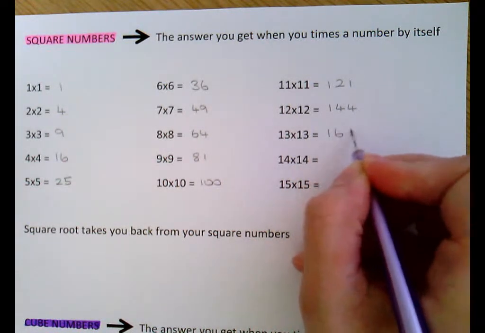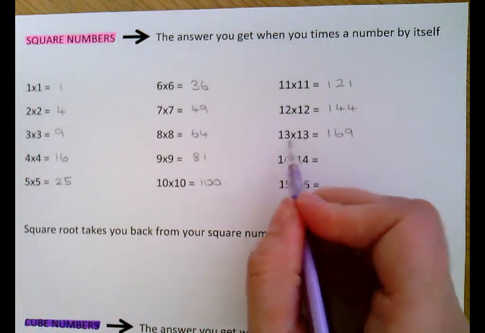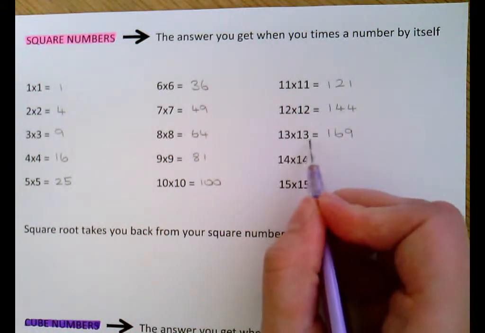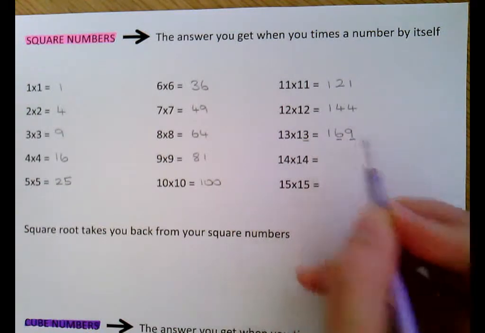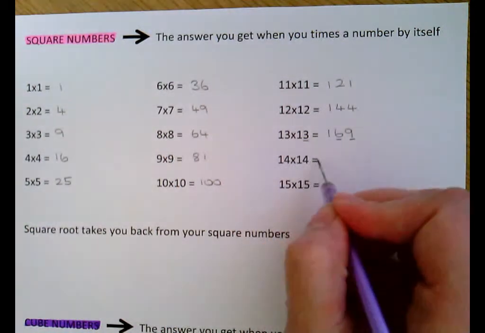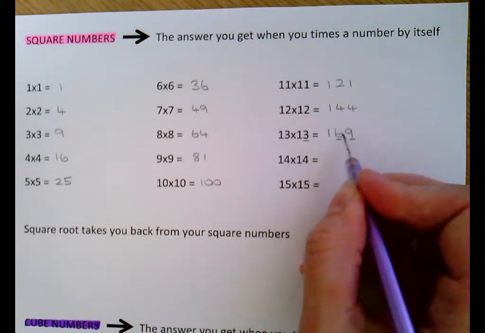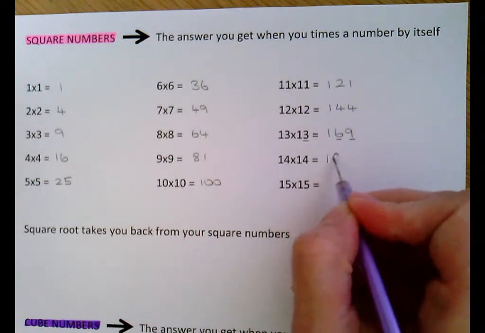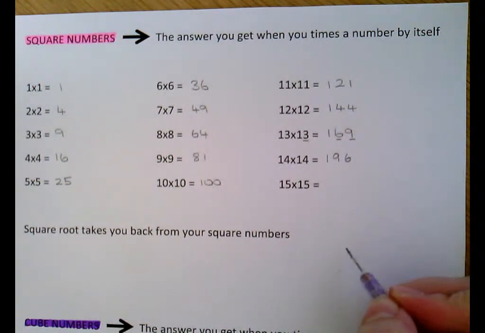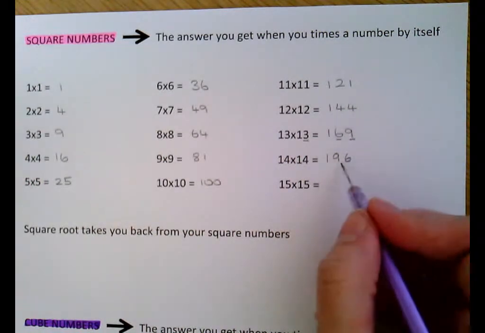13 times 13, I try to remember it. You've got 3's here, and your 3 times tables go 3, 6, 9. And then 14 times 14 is a bit like this number, but the 6 and the 9 are back to front, so it's 196. So there's the link between those two.